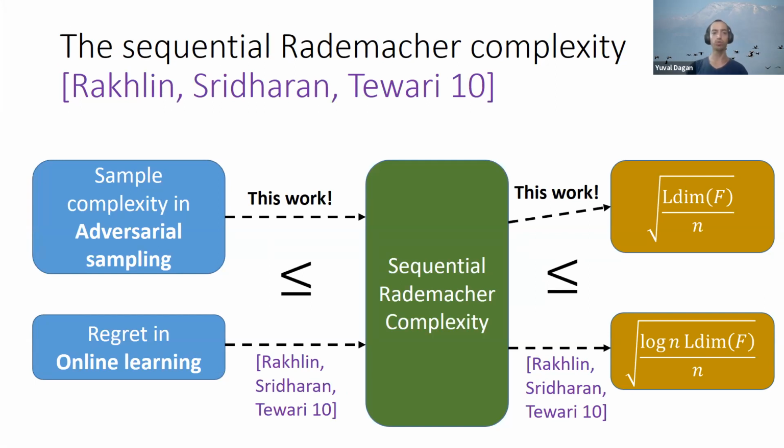I said that the proof of this work bounds both adversarial sampling and online learning. Let's see what the connection between the two is. In the middle, we have this green object called the sequential Rademacher complexity, suggested by Rakhlin, Sridharan, and Tewari in 2010. In their paper, they show that it captures the regret or error in online learning, and they also provided a bound on this quantity. In this paper, we show that the same sequential Rademacher complexity also bounds the sample complexity in adversarial sampling, and we provide a tight upper bound on this quantity, and thereby we also get an improved bound for online learning.